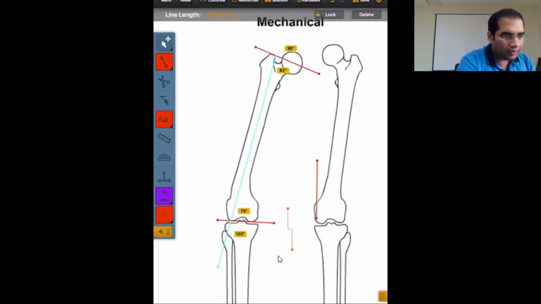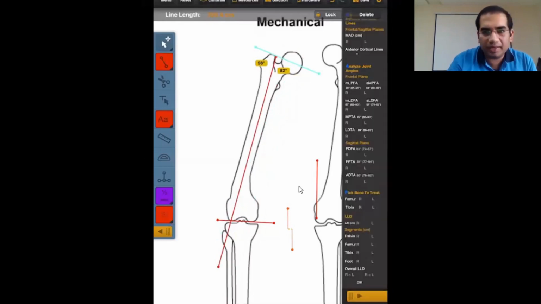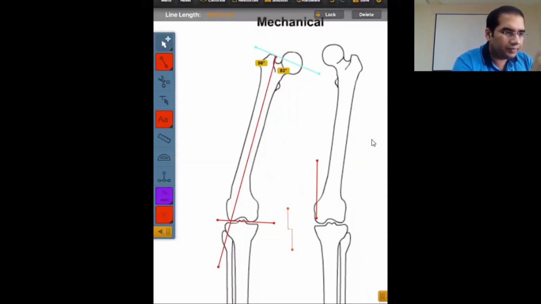Now we have drawn the mid diaphyseal line, and we all know that the medial proximal femoral angle, the normal range, the mean is 84 degrees. The range of 80 to 90 degrees is normal, and here it is 82 degrees. Again, we have to counter check from the other side, and whatever value we get from here will be our reference line.